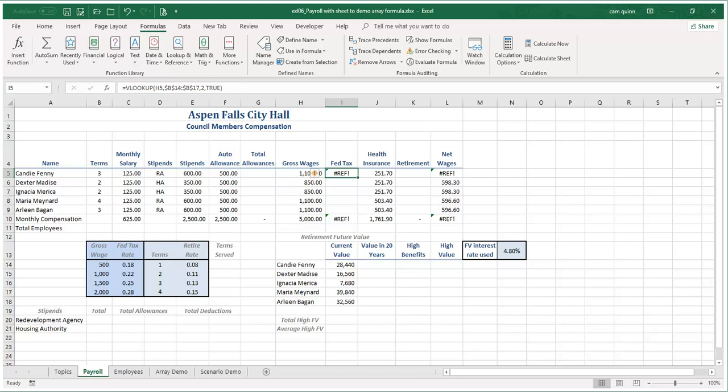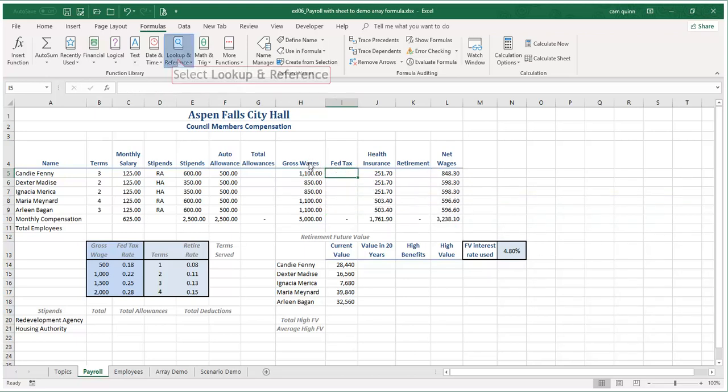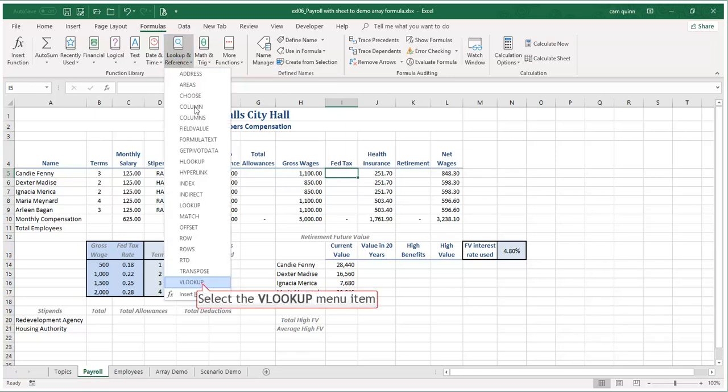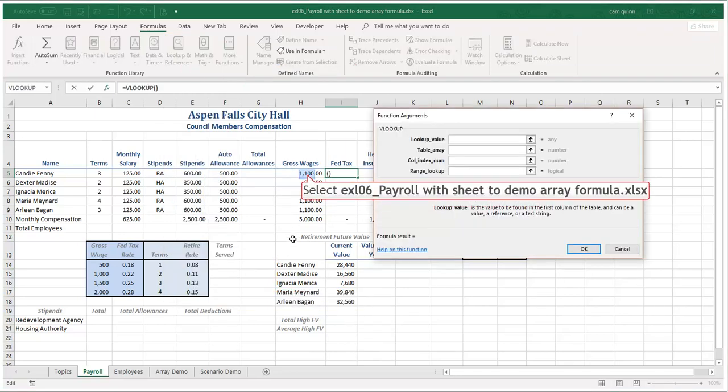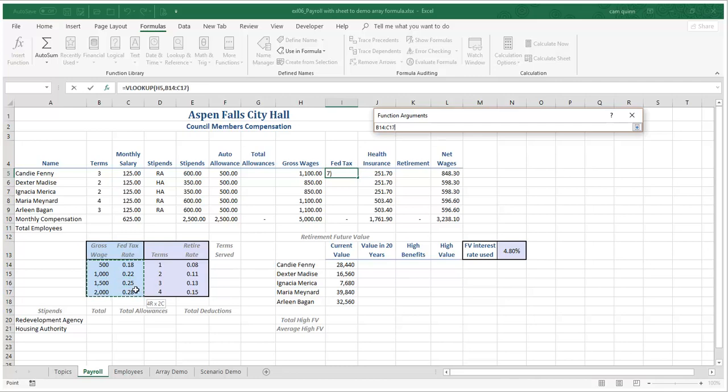Okay, I'm officially a goof here. What I did wrong was, I'm going to start over again: look up and reference, VLOOKUP. So what am I looking up? I'm looking up this. Where am I looking it up? Well, I'm not just looking it up in the first column, I'm looking up the total table. Okay, because it has to know anyway.